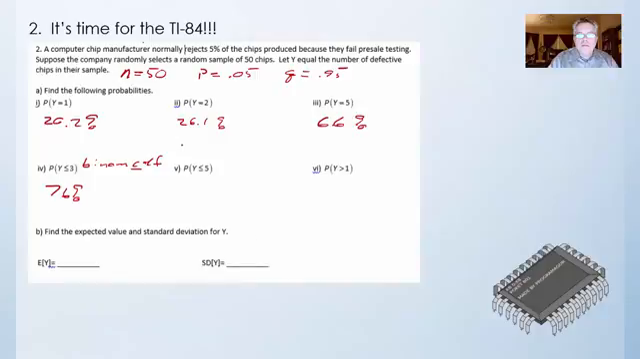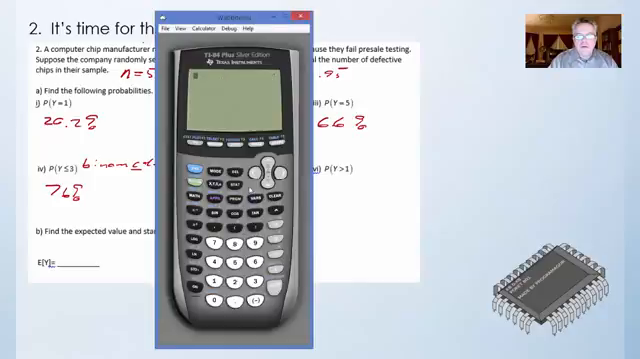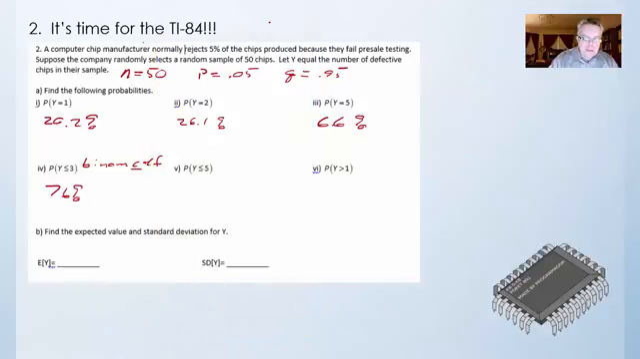Okay, let's change it to find the probability that there are 5 or fewer defective chips. So call this back up, and let's clear all that out. Second distribution, go up to binomcdf. Enter 50, comma, 0.05, and we're doing less than or equal to 5. All right, 96.2% chance. So it's a pretty good chance that we'll get 5 or fewer defective chips.